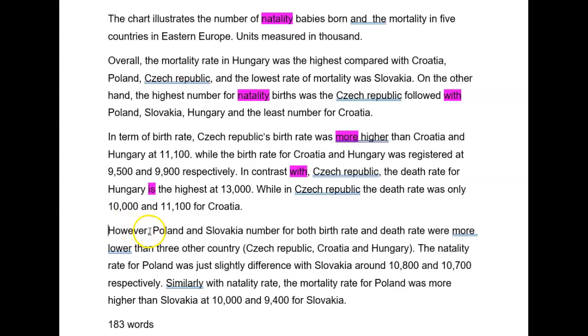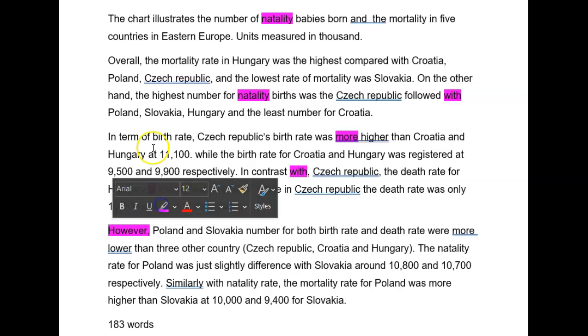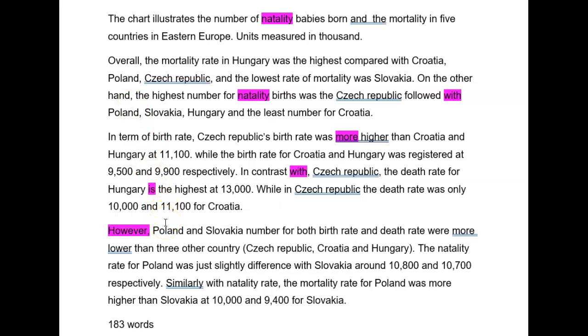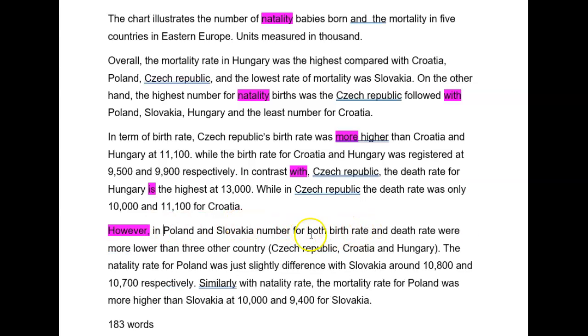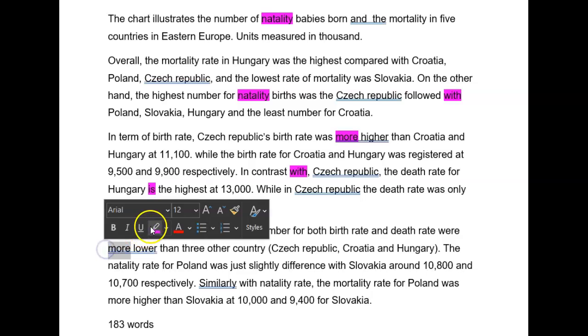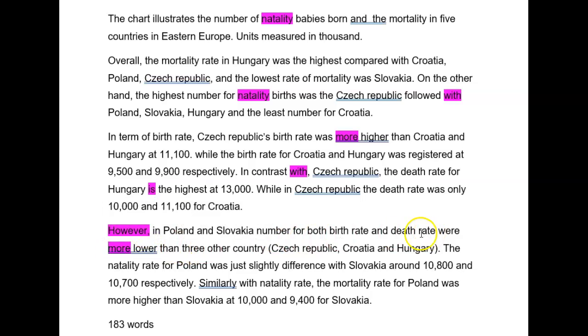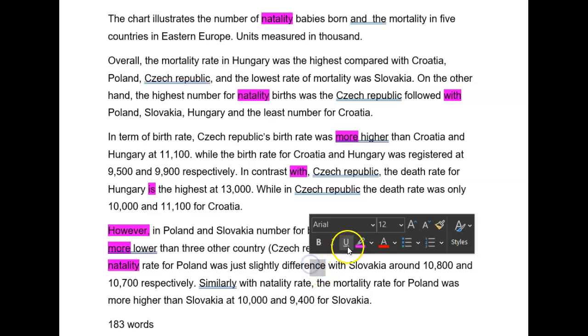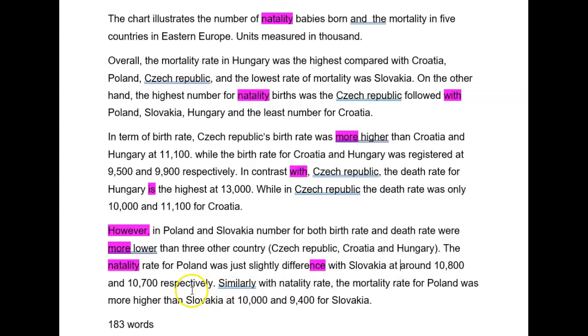However, I don't think you need however. In these task ones, just keep it factual, okay? Poland and Slovakia. So, in Poland and Slovakia, the number for both birth and death were lower, not more lower, just lower than three other countries, okay? The birth rate for Poland was slightly different, just slightly different, with Slovakia at around. Slovakia, I was going to say at around, yep, okay, good.